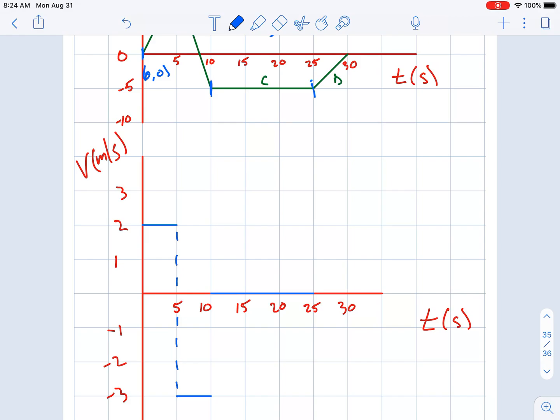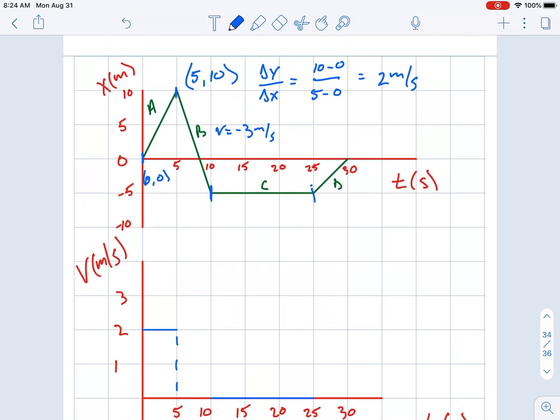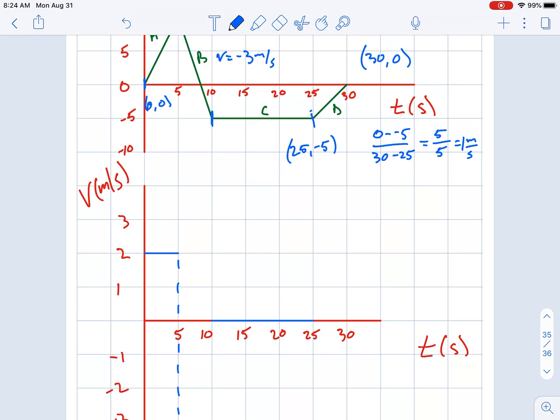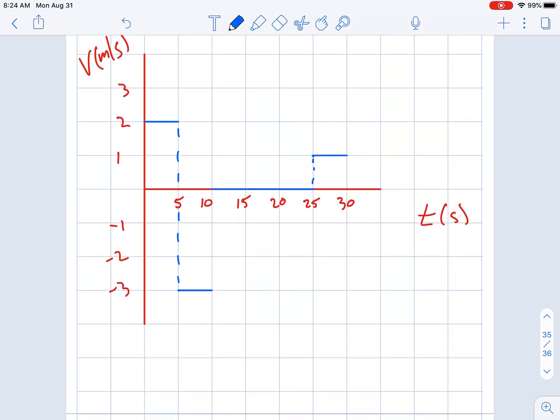Lastly, our last section here, D, we're going to calculate the slope again, and this is (25, -5) and this would be (30, 0). So if we take our slope here, we're going to have 0 minus negative 5 over 30 minus 25, which is 5 over 5, or a velocity of 1 meter per second. So I'm going to take my 25 seconds to my 30 seconds mark, and once again, we've got our constant velocity.